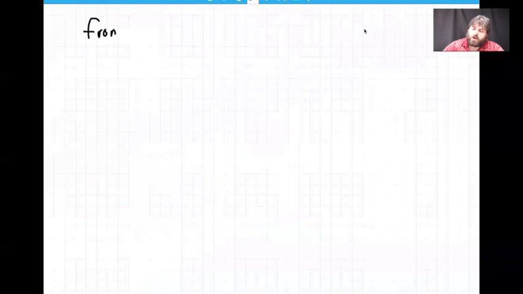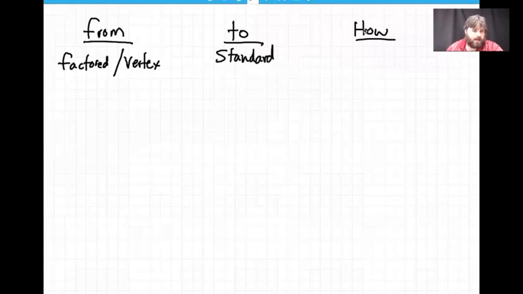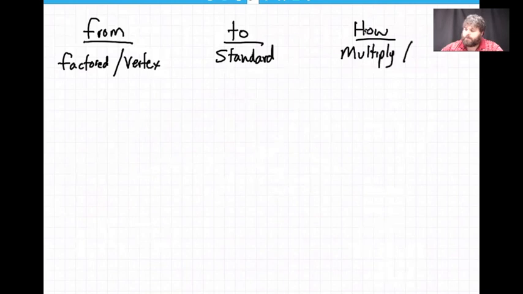So I'm going to make a little chart here. We're going to transfer from a form to a form, and then I'm going to tell you how to do it. So let's start with factored. If we have factored or vertex form, either one of those, and I want to convert into standard form, how do you do it? Well, you just multiply and simplify.